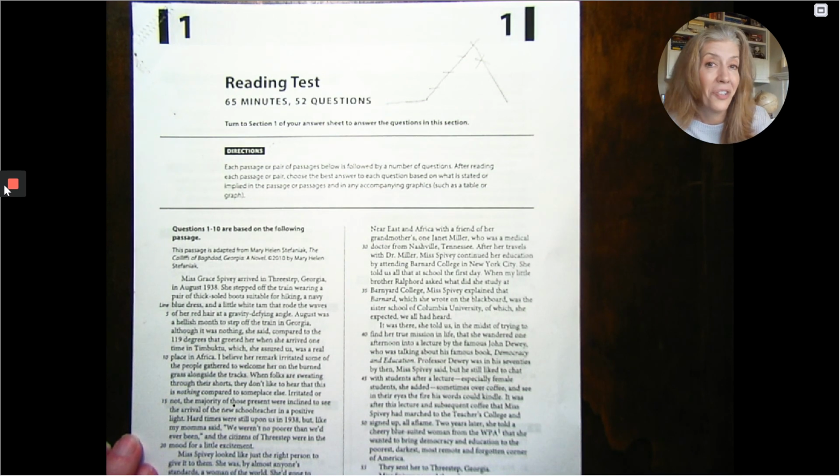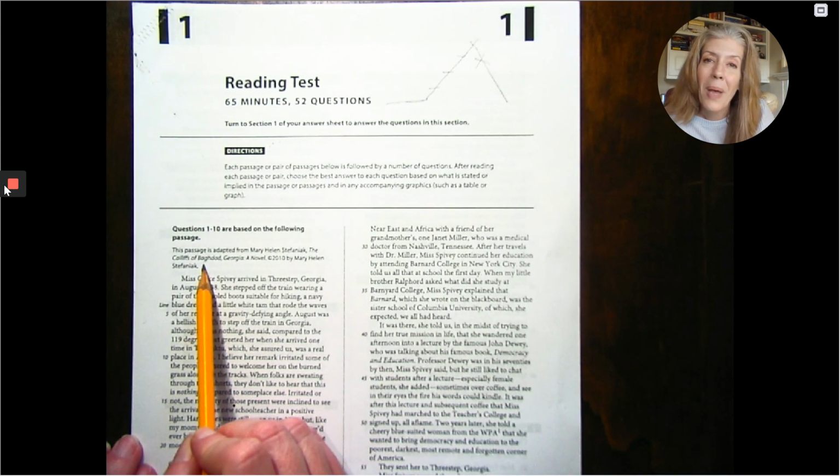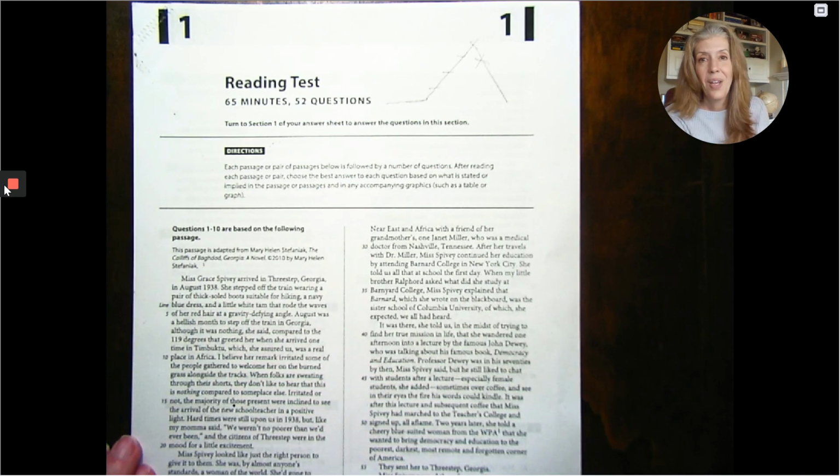Remember, I'm an English teacher. We love plot summaries. The other thing I want to remind you about is to never skip the introduction. It gives you a really great piece of background information. You're not going to bring up any other background knowledge from this passage. It's an excerpt.